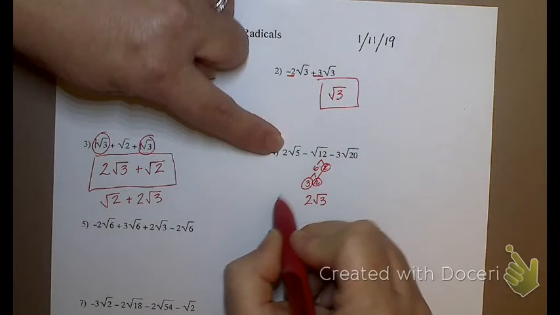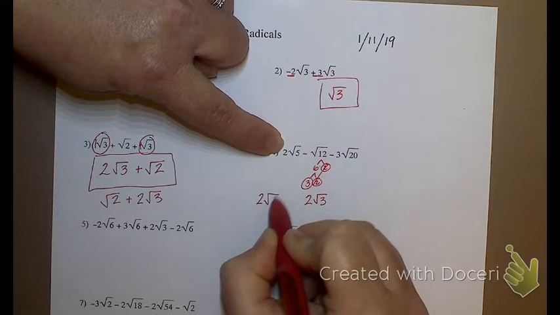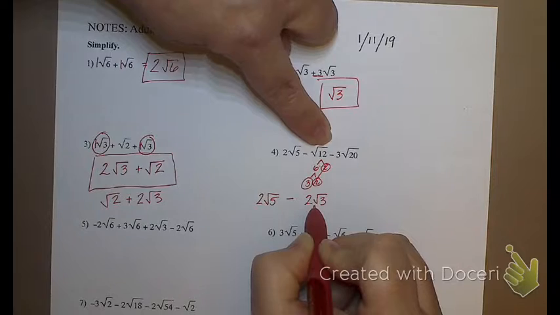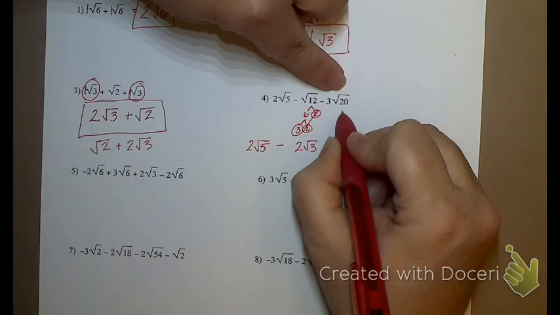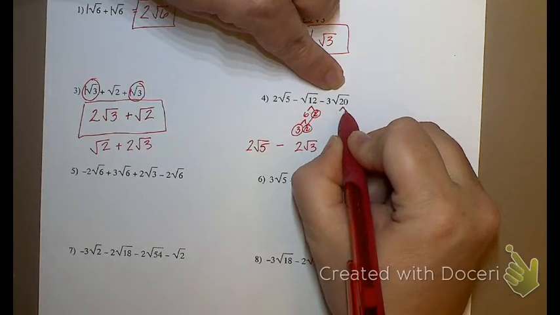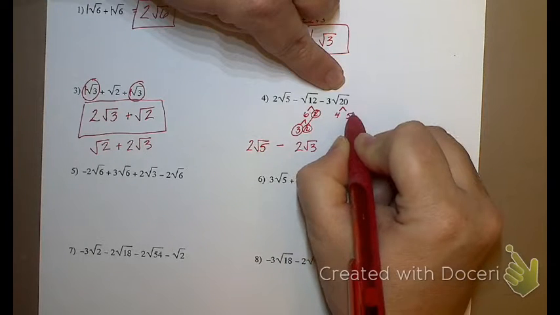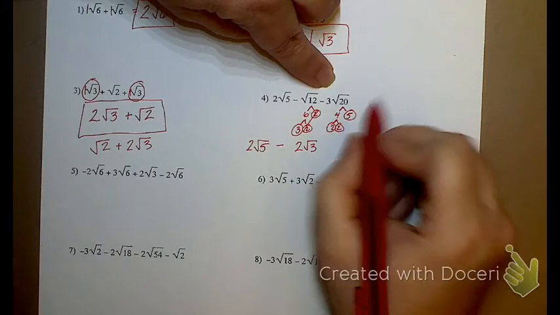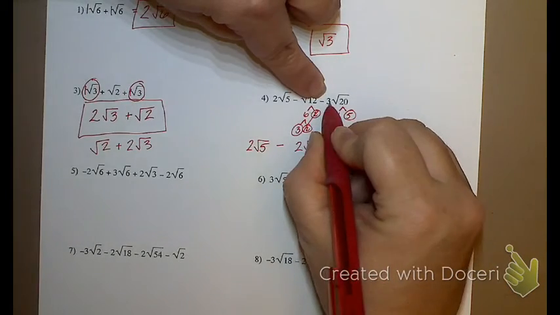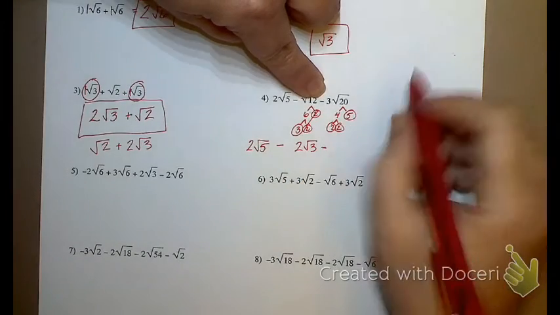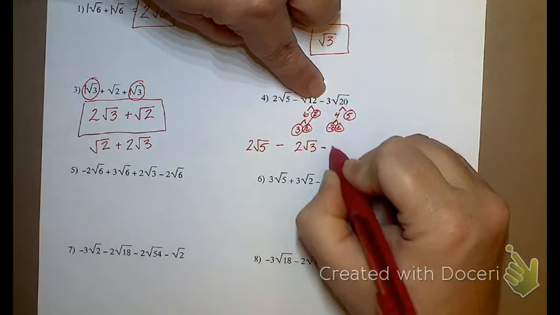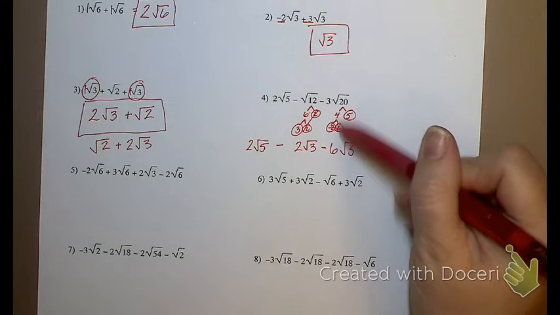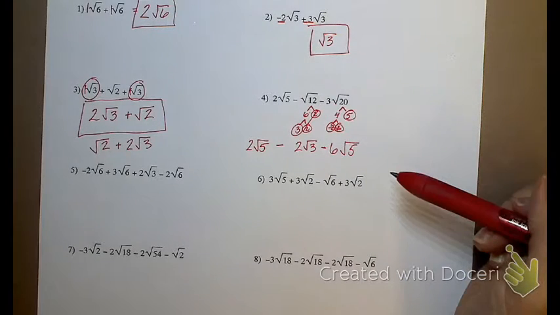So I'm going to keep this all lined up here. I have 2 radical 5 minus, and then instead of radical 12, I simplified it to 2 radical 3. Can I simplify this one? Yes. Radical 20. Let's see, that's 4 and 5. 2 and 2. What comes out? 2. A 2, but there's already a negative 3 out there, which means I'm going to have a 6 outside. You follow? Because I'm taking the 2 out and multiplying it by the 3 that's already there.